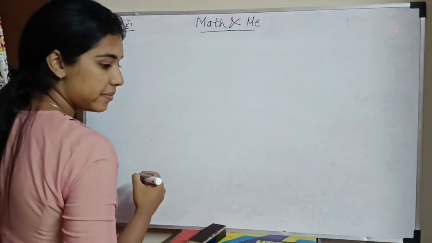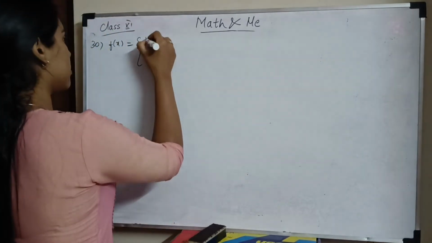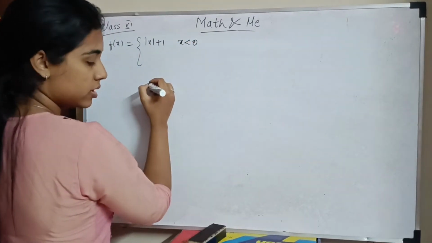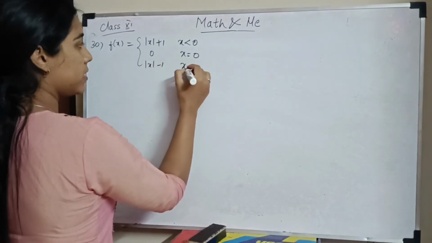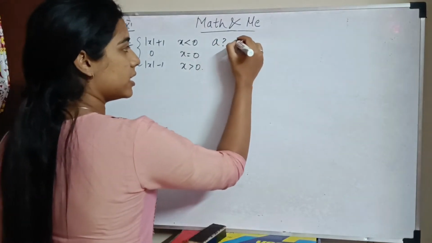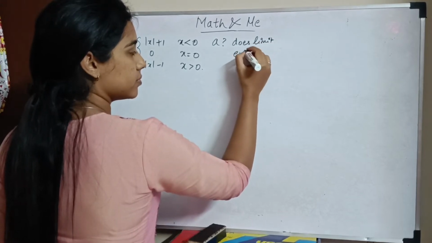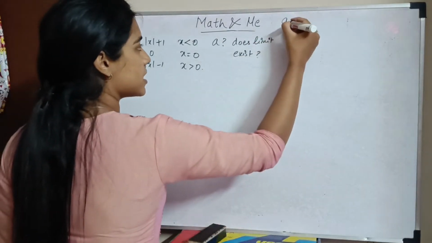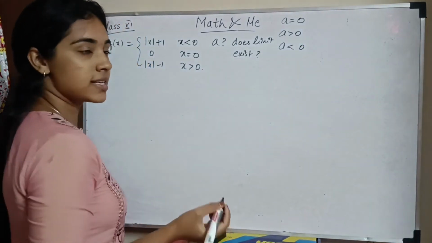Question number 30. f of x is equal to mod x plus 1 when x is less than 0, 0 when x is 0, mod x minus 1 when x is greater than 0. So for what value of a does the limit exist? Okay. So which means we have three values of a. Enna options: a equal to 0, a greater than 0, a less than 0. So ஒரு case solve பண்ணுவோம்.